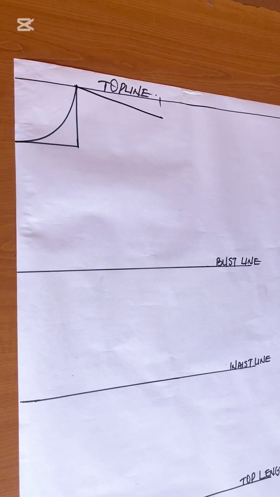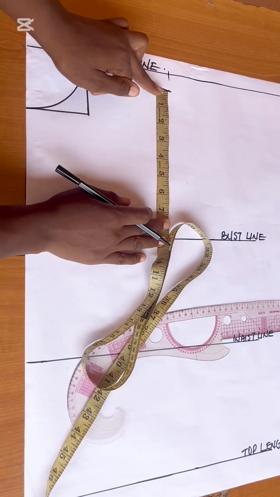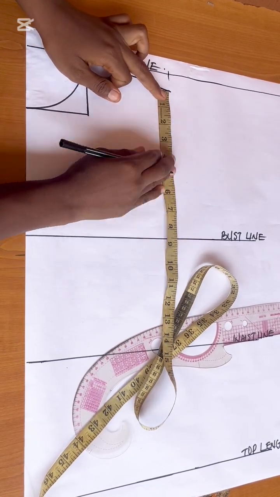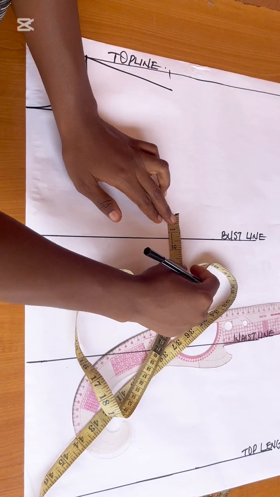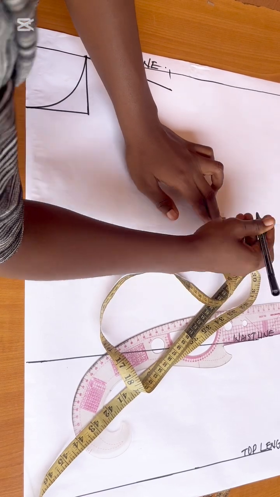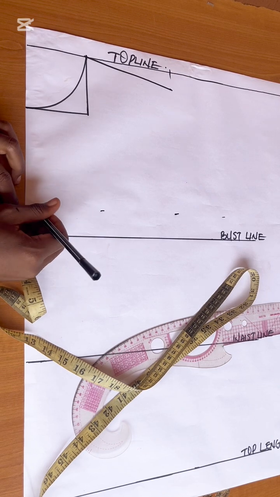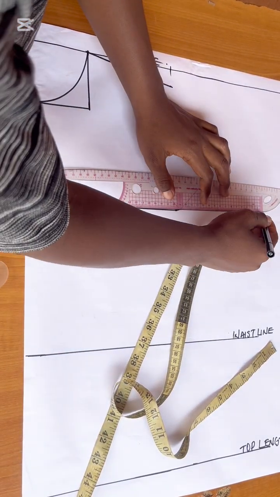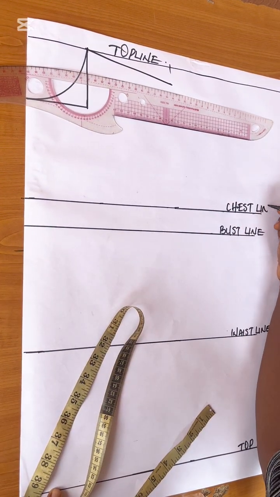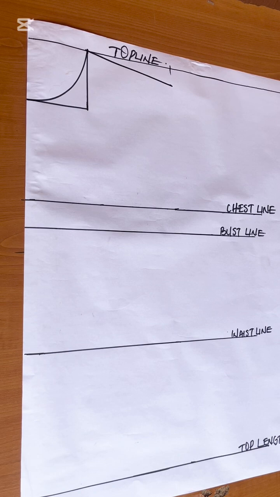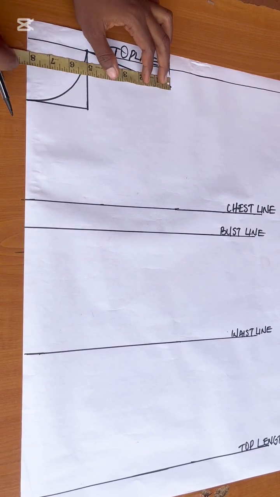So the next thing I'll be doing is to get my chest line. For my chest line, I'll divide my bust by 6 plus 1.5. So I had 7.1. I'm just measuring from that 7.1 to be accurate, so I can draw a straight line. After getting my 7.1, I'm just going to draw a straight line across, and then label it as my chest line. Yes, this is your chest line. Your bust divided by 6 plus 1.5. That's how to get your chest line.